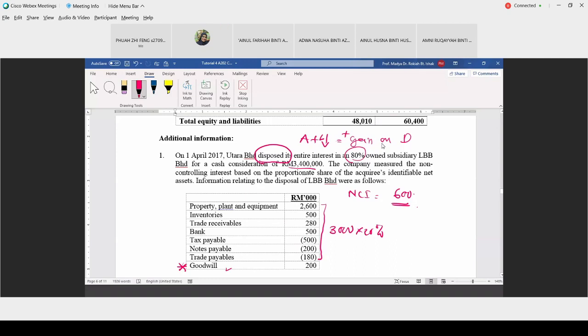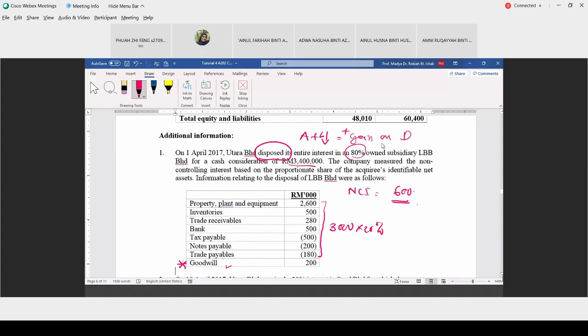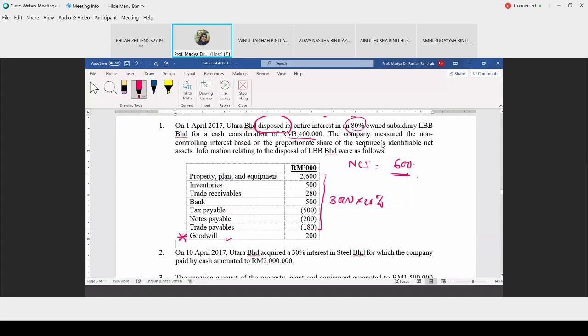Now we're going to look at item number 2. For item number 1, you just need to calculate the NCI. All the net assets here should exclude the amount of the goodwill because it was measured based on the proportionate share of the acquiree's net identifiable assets. This means that there is no goodwill for the NCI, so we need to exclude the amount of the goodwill.